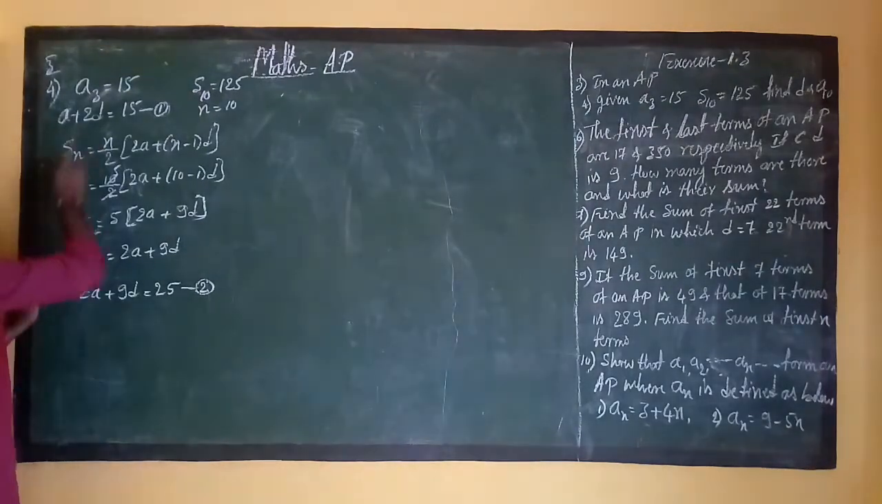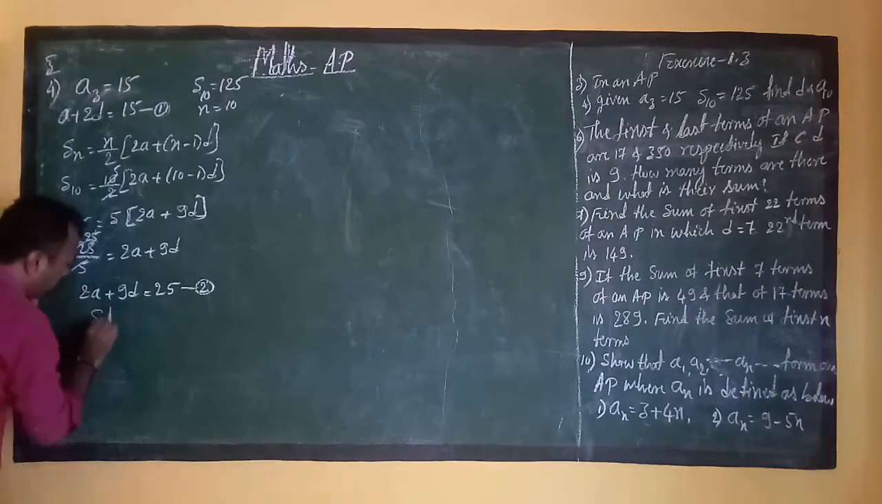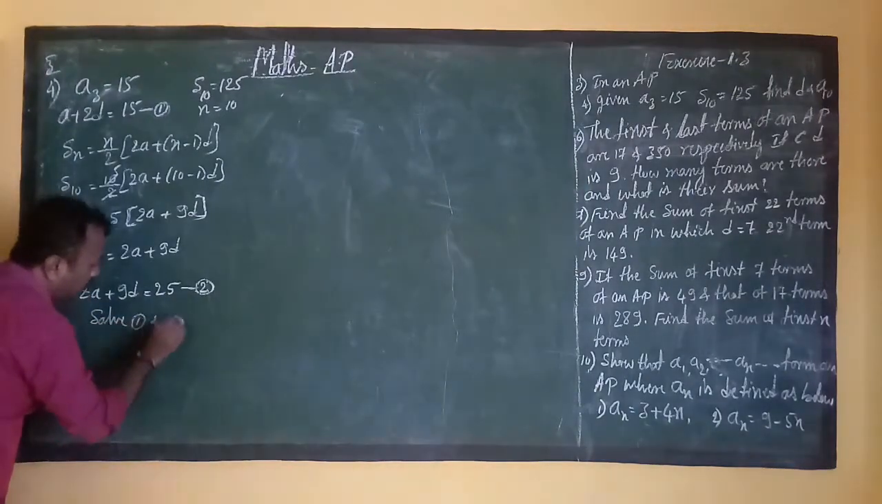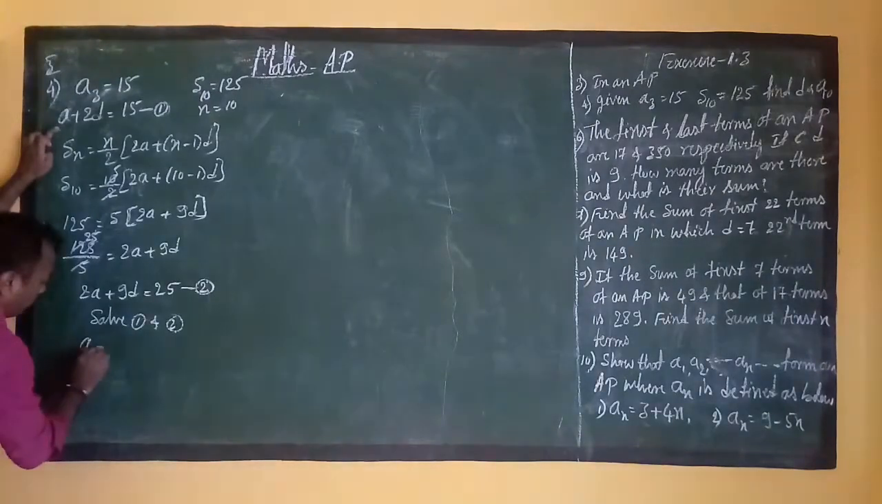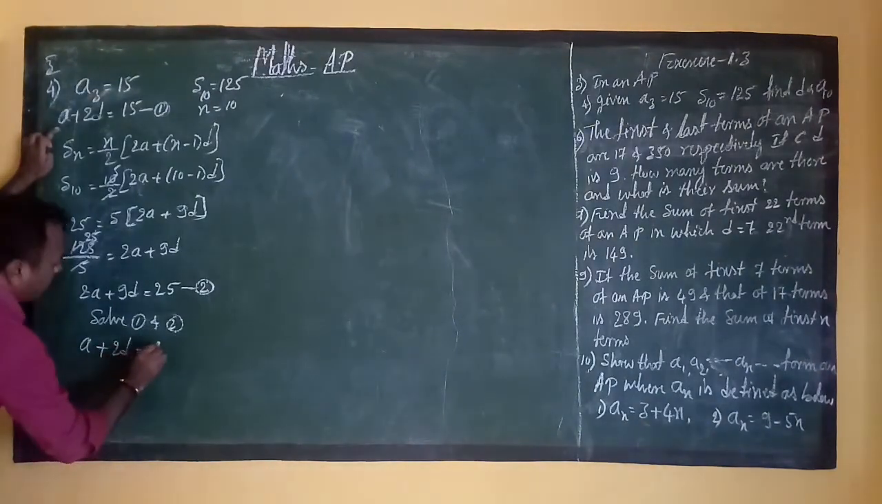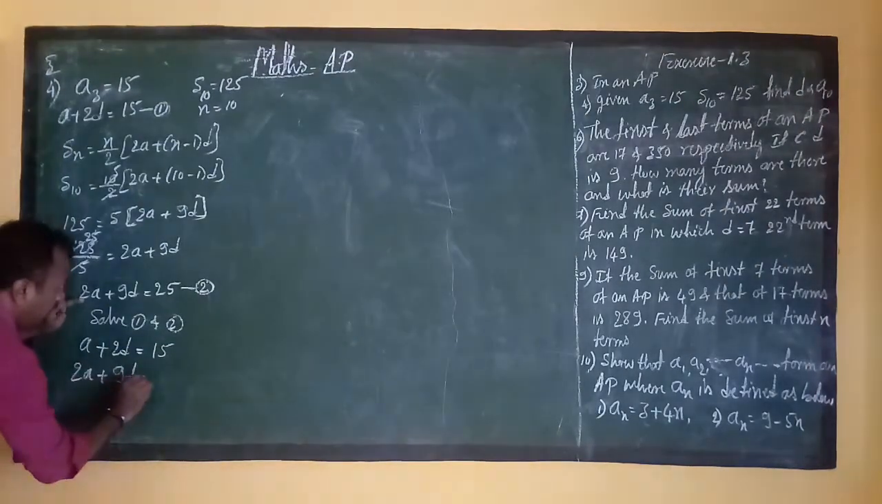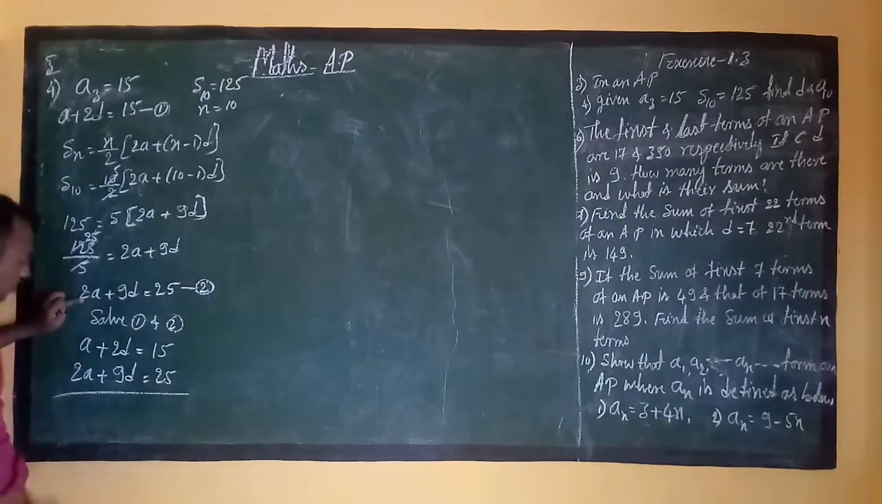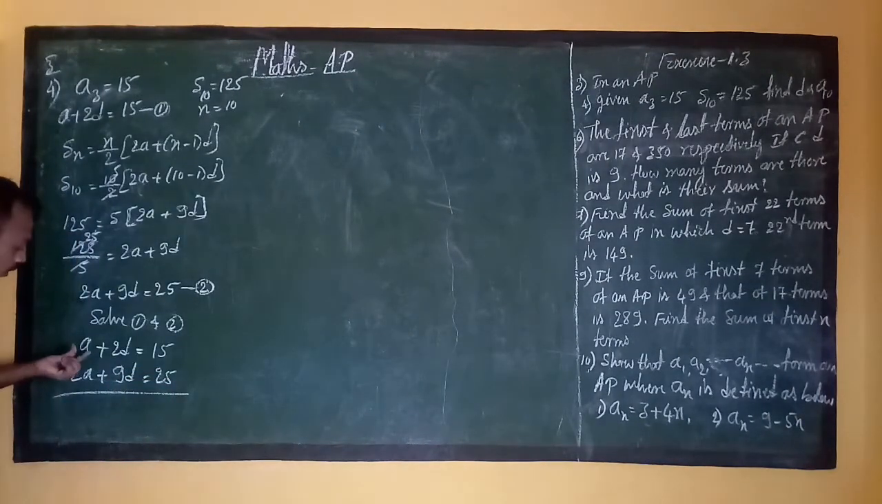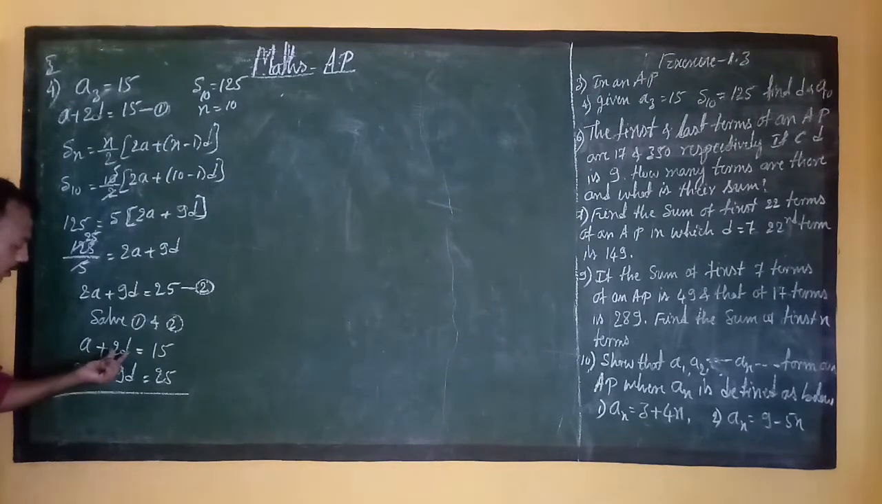Okay students, so I will solve equations number 1 and 2. What is our first equation? a plus 2d is equal to 15. And the second is 2a plus 9d is equal to 25. Observe here: the first variable is a, the other variable is d. These two variables do not have equal coefficients. If any one of the variables becomes equal, then we can easily solve the pair of linear equations. What do we have to do?